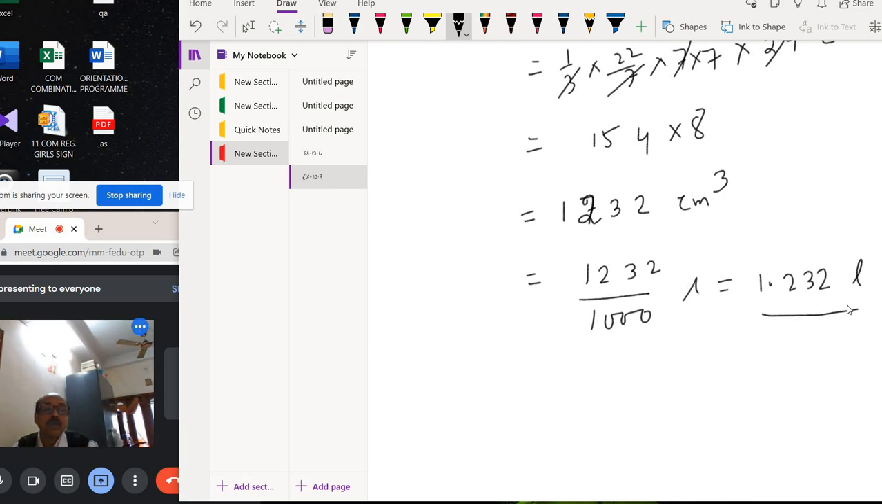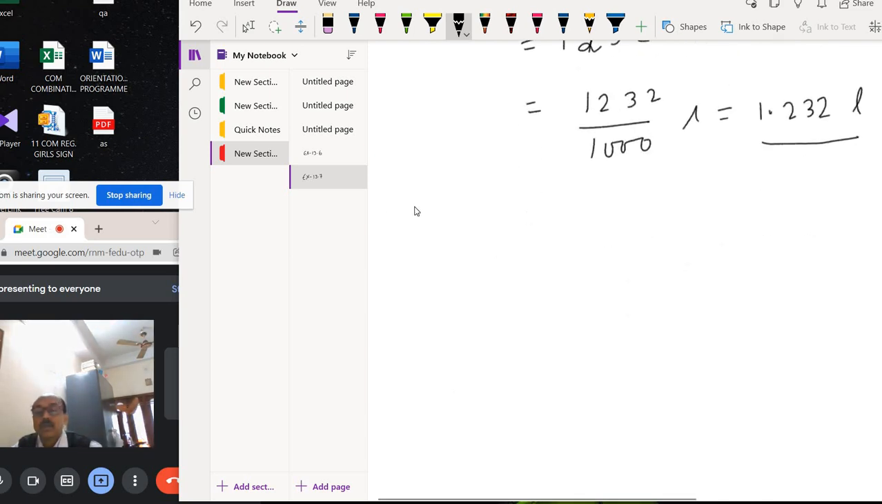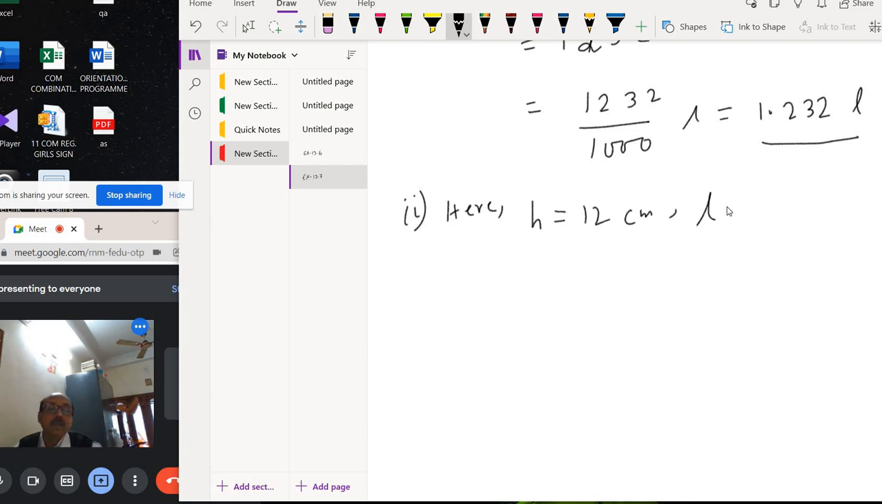Okay. Now number 2, part 2. The height is given: H equal to 12 centimeter. And slant height is also given: L equal to 13 centimeter. So the radius is not given.